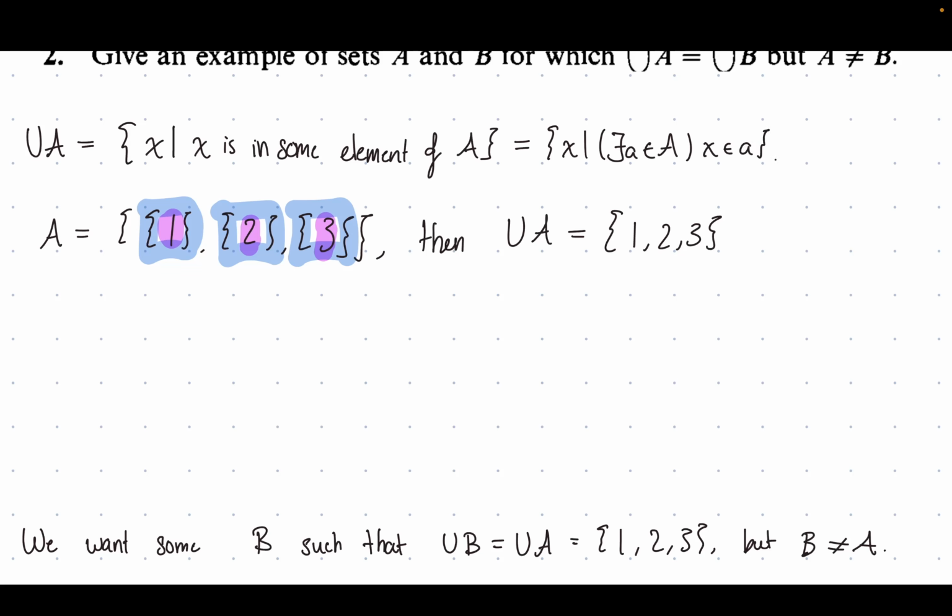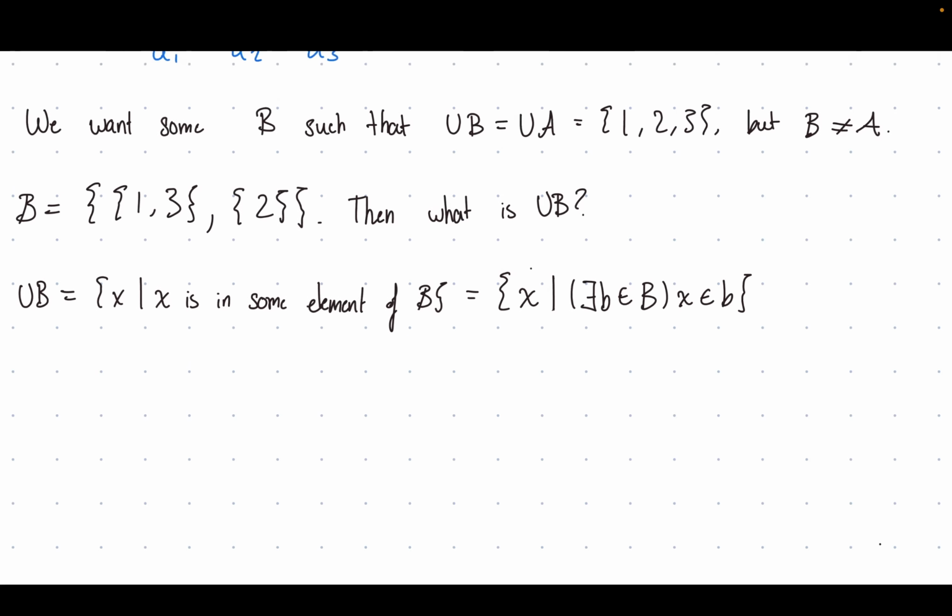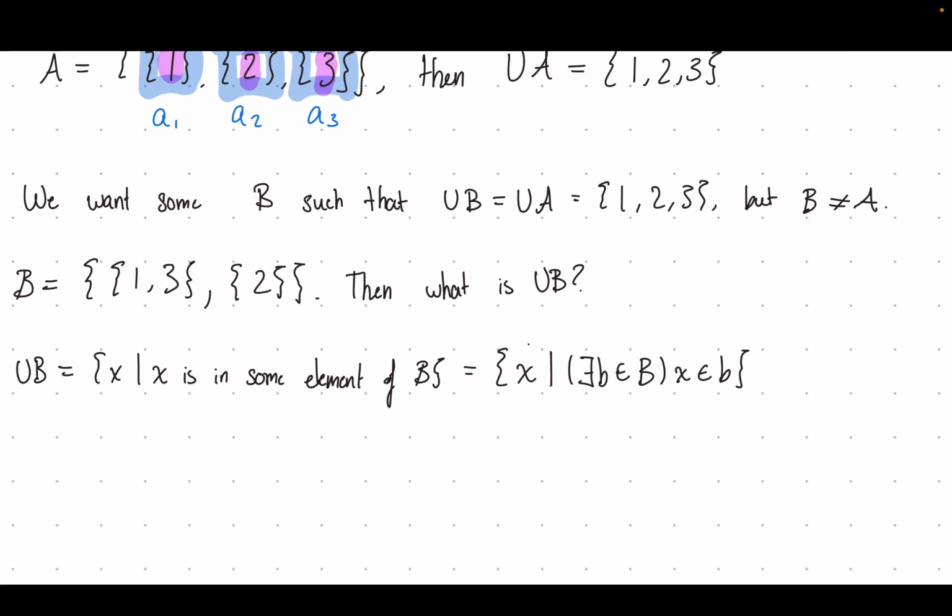Okay, so what are these little a's? I'm going to say that this is A1, this is A2, and this is A3. So UA is equal to any x such that x is in any one of these little a's. And so you'll find that 1 is in little a1, 2 is in little a2, and 3 is in little a3. And that's how I constructed UA. If you want to do it more rigorously, which is always good. It's always good to be rigorous. Okay, cool. Now going back to our example.